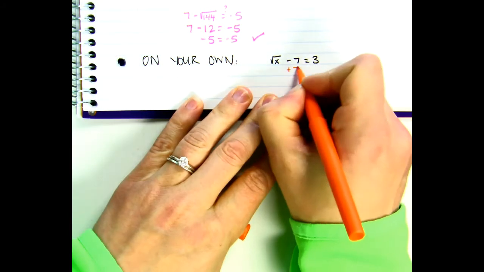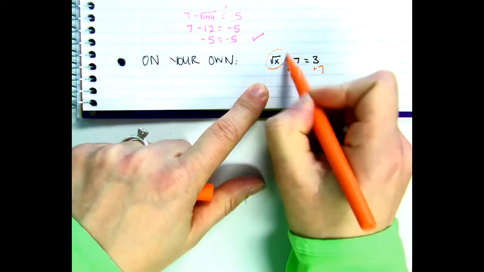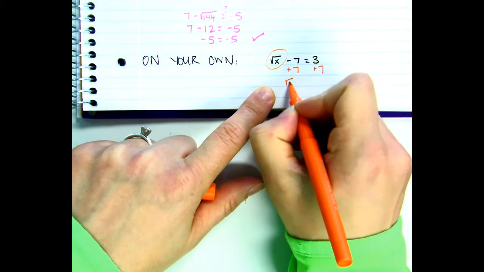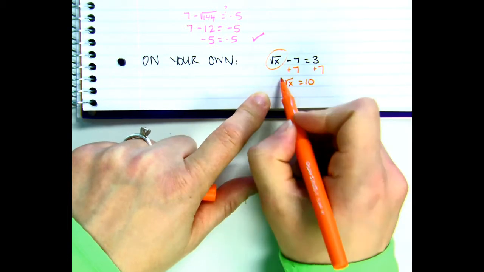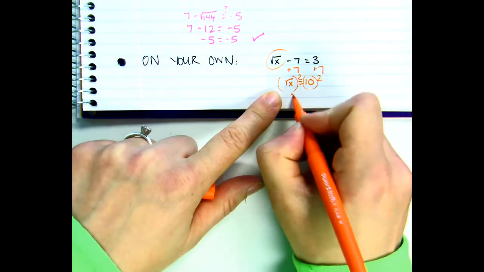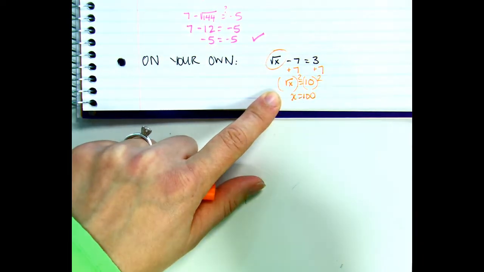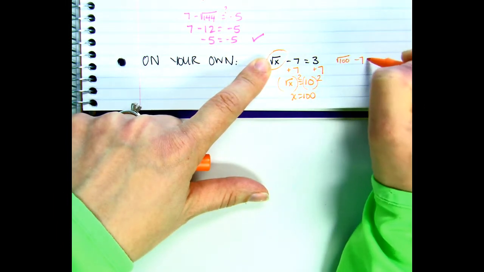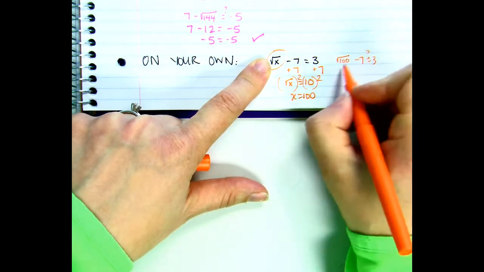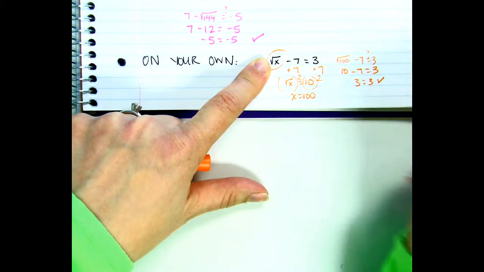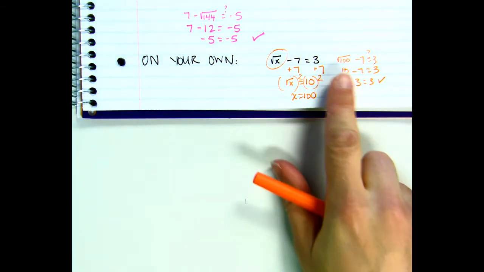Okay, I'm going to add 7 to each side because the whole goal is to get that square root by itself first. So when I add 7 to each side, I get the square root of x equals 10. Now to undo the square root, I square, x equals 100. So if we put in 100, the square root of 100 minus 7, does that equal 3? That's 10 minus 7, which happens to be 3. So hopefully you got 100 for your answer here.